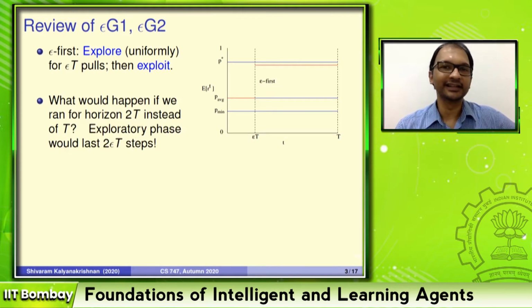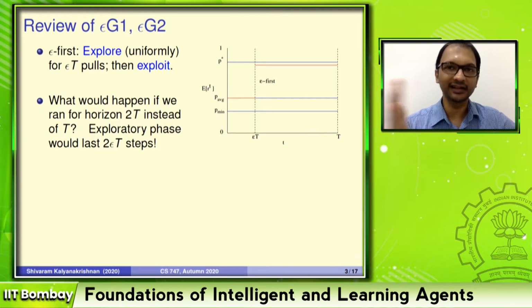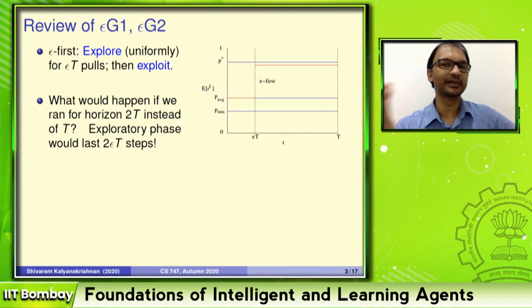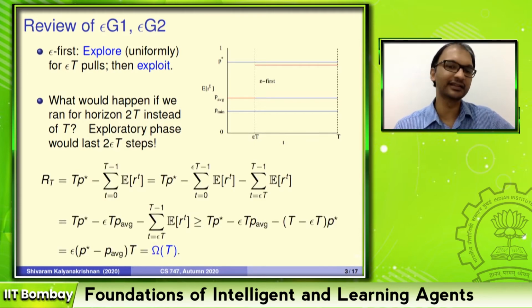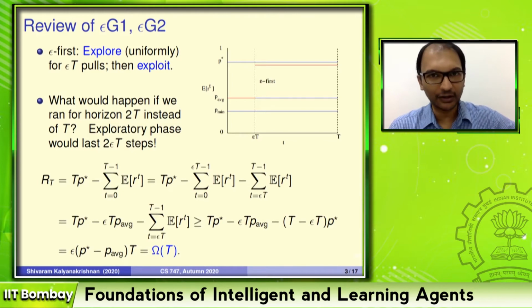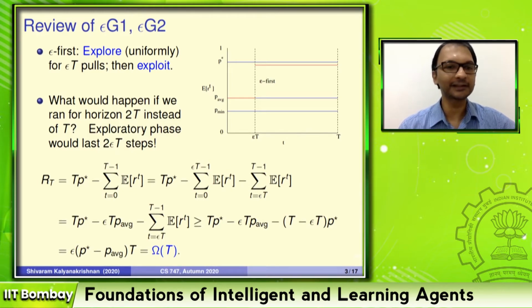Okay, that's because whatever you make t, if you make t to be x times t, right, the number of exploration steps is going to be x times epsilon t, right? So the ratio of the regret to horizon is going to remain at least a constant. So let's look at a small mathematical working to establish this. So one step at a time.